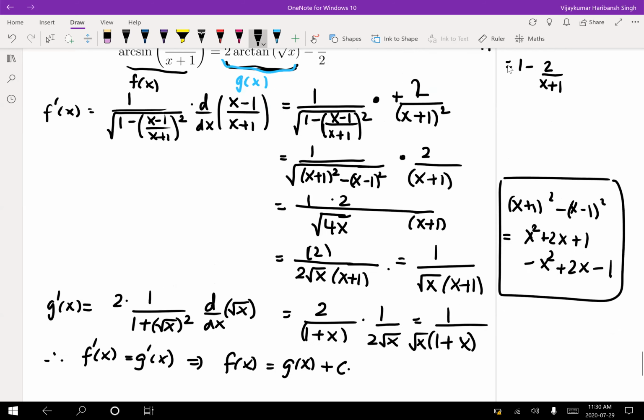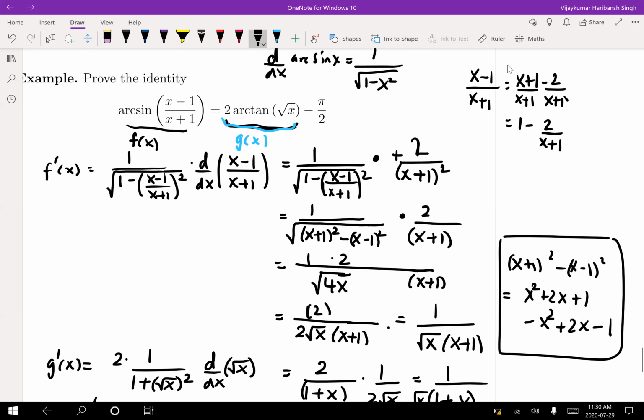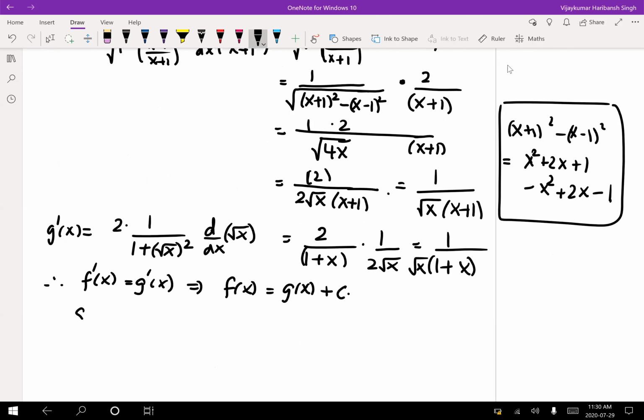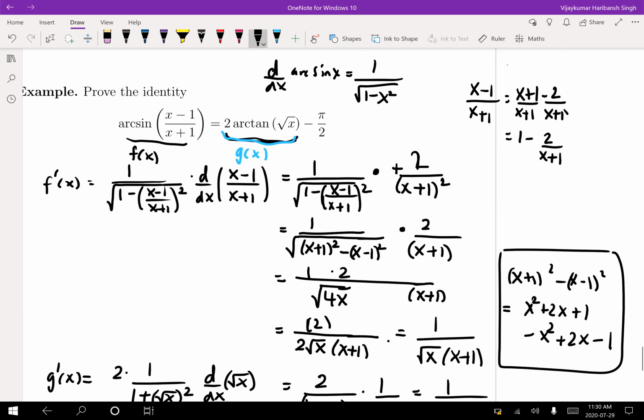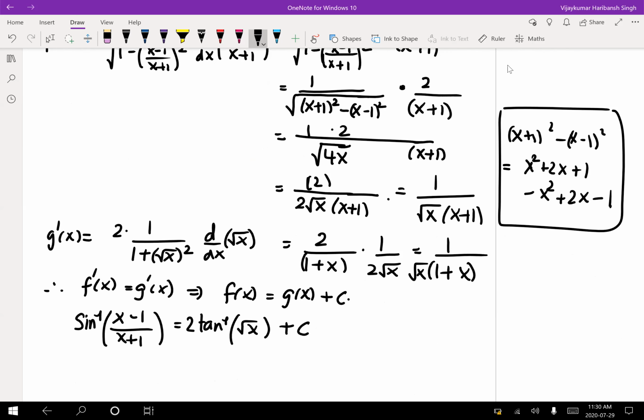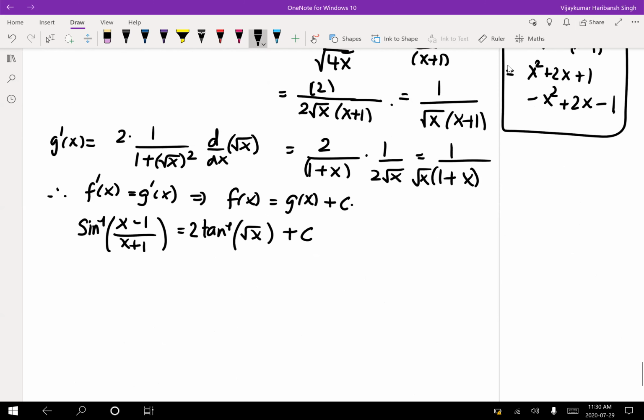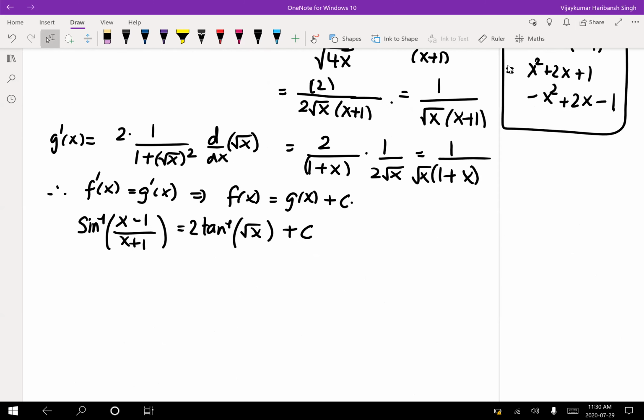Now we need to find out c. So let me write it down. We have sine inverse, or arc sine, of x minus 1 upon x plus 1 equals 2 times tan inverse of root x plus c. Now we need to find out c. Since this is true for all x, we can choose one value of x and find c. So let's choose something which we can compute.